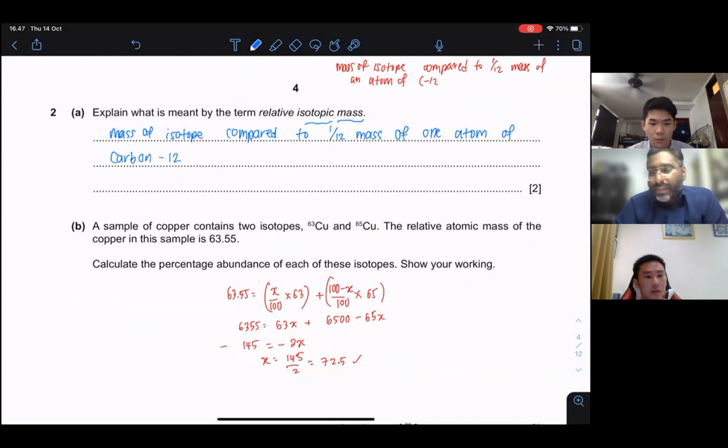Even if they ask for relative atomic mass, it is the mass of an atom compared to 1 over 12 the mass of one atom of carbon 12. Carbon 12 is the isotope that we use. This will give you the 2 marks.